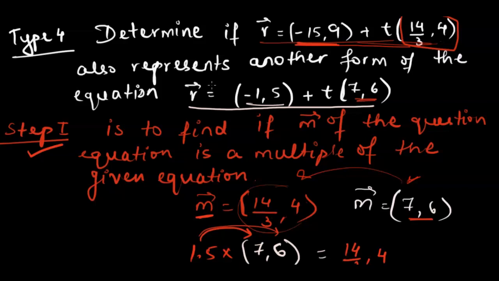Step 2 is we have to find out if this point lies on this equation. For that, we have to write down the given equation in parametric form and substitute x and y for r value and solve for t. If we get a constant t value, we would conclude yes, this is another form of this equation. If the t values are not constant, we would conclude this is not the other form of this equation.